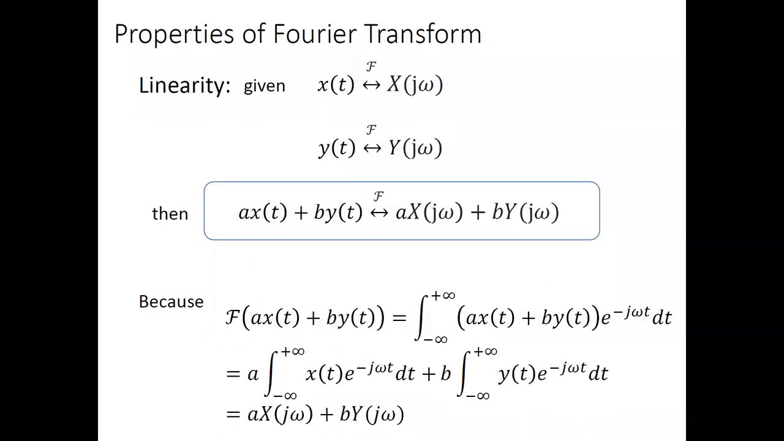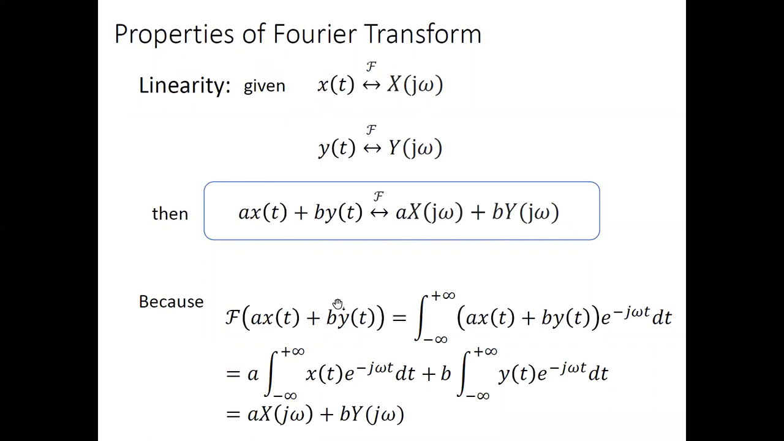The first property, linearity. Say we are given two continuous time signals, x(t) and y(t). The Fourier transform of them is capital X(j omega), capital Y(j omega), respectively. Then we are given a third signal, a new signal, which is also a signal over time t. It's a linear combination of x and y, with a and b being constant coefficients. The Fourier transform of this new signal is nothing but the linear combination of capital X and capital Y with the same coefficients a and b.